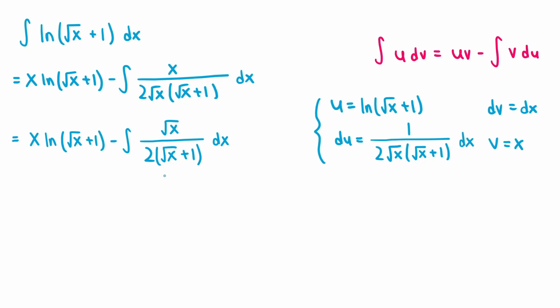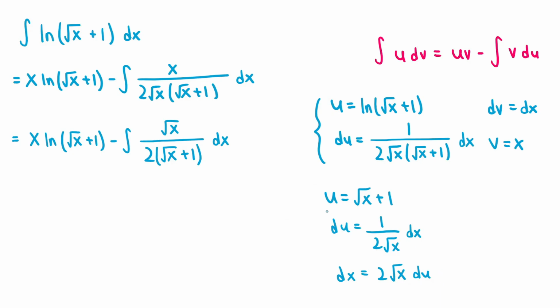So we can now do a U-substitution to deal with this expression. We can let u equal square root of x plus 1, and I let u equal square root of x plus 1 instead of square root of x, just so that the denominator becomes a single u expression. So if we do that, then du equals 1 over 2 square root of x dx, and if we multiply both sides of this equation by 2 square root of x, we end up with dx equals 2 square root of x du.